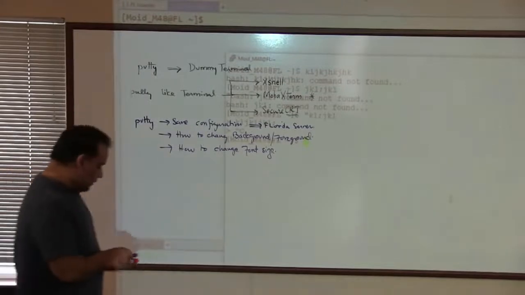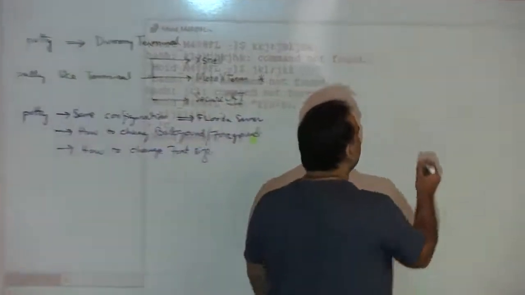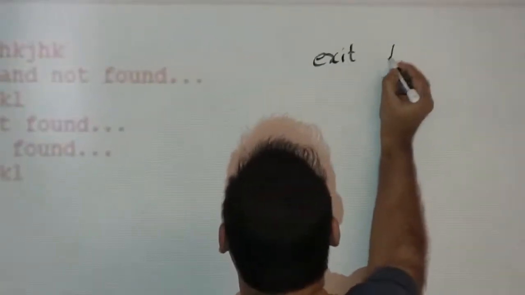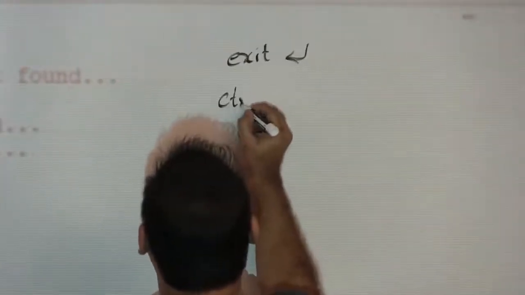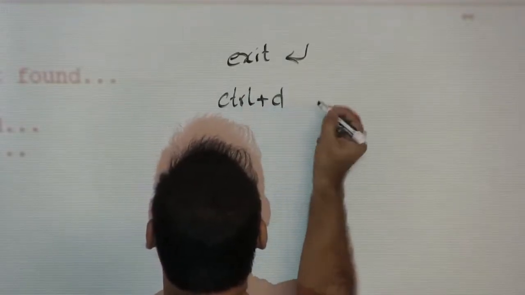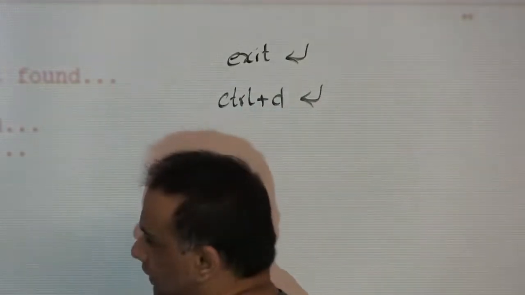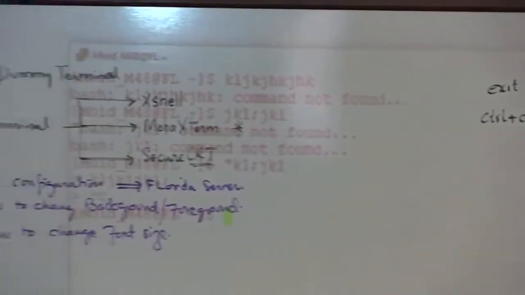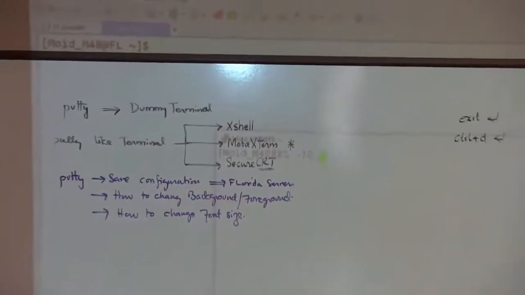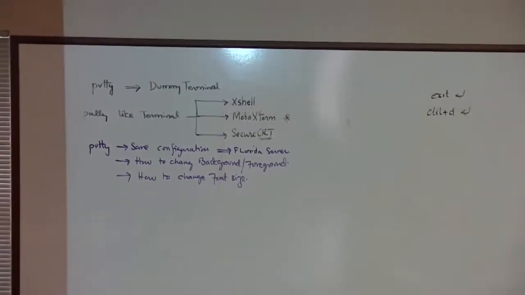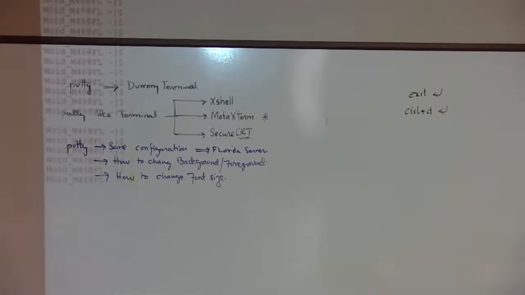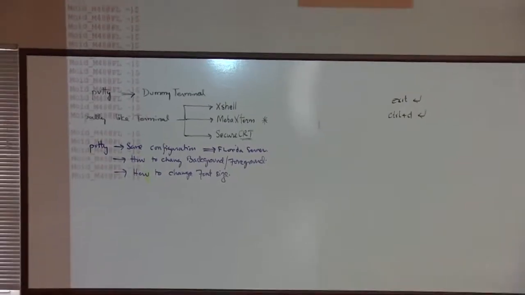Now, one thing is, how do you exit out? You just type exit and hit enter. Or you can also use Control plus D together to exit out. So here, what I'm going to do now is use Control D to exit out. One session is gone now. So I have this session. Now in this session, let's say I type something.